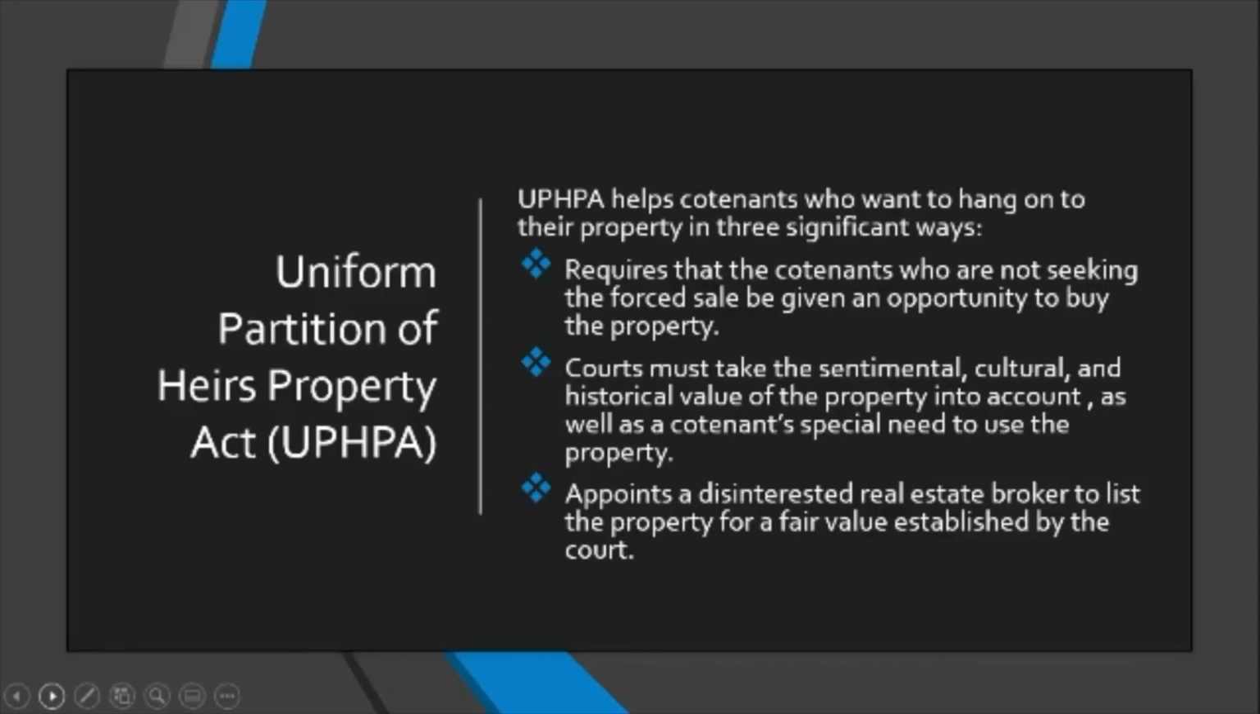The Uniform Partition of Heirs Property Act helps co-tenants who want to hang on to their property in 3 significant ways. It requires that the co-tenants who are not seeking the forced sale be given an opportunity to buy the property. Courts must take the sentimental, cultural, and historical value of the property into account, as well as the co-tenant's special need to use the property. An example of a special need would be if a co-tenant would be rendered homeless as the result of a forced partition sale. It also appoints a disinterested real estate broker to list the property for a fair market value established by the court.